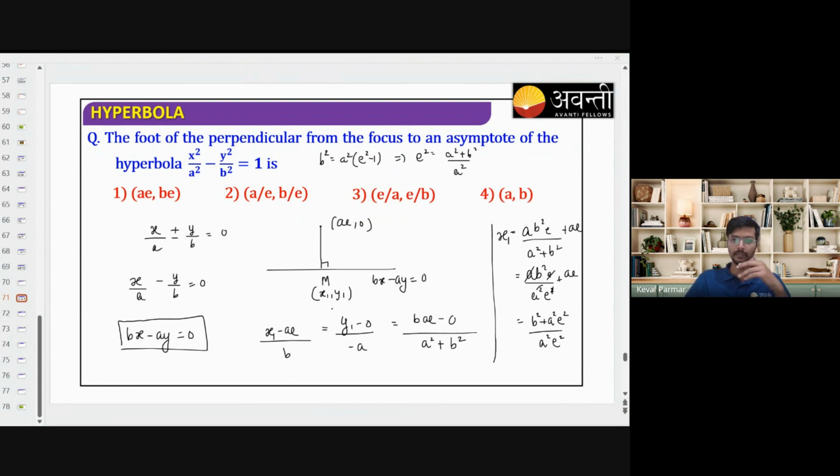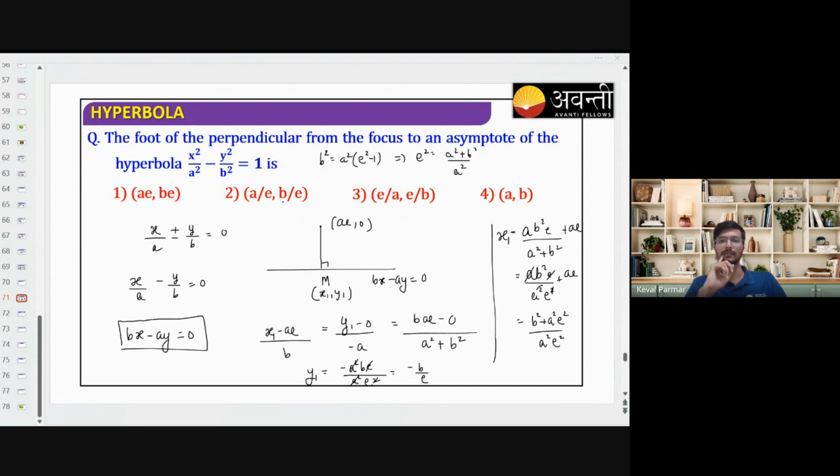Okay, how to get y1? Y1 will be equals to minus a square b e upon a square plus b square, which is a square e square. A square will get cancelled, one of the e will get cancelled, so we'll get minus b upon e. But here none of the options is minus b upon e. None of the options are minus b square upon b square, 1 plus b square by a square plus b square by a square.